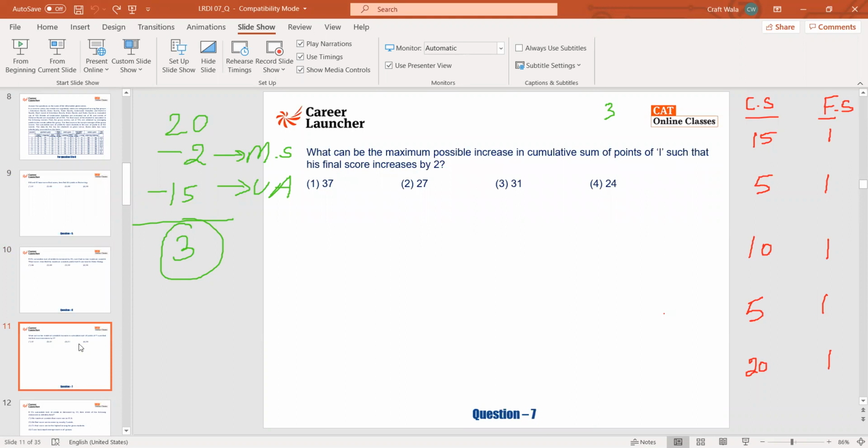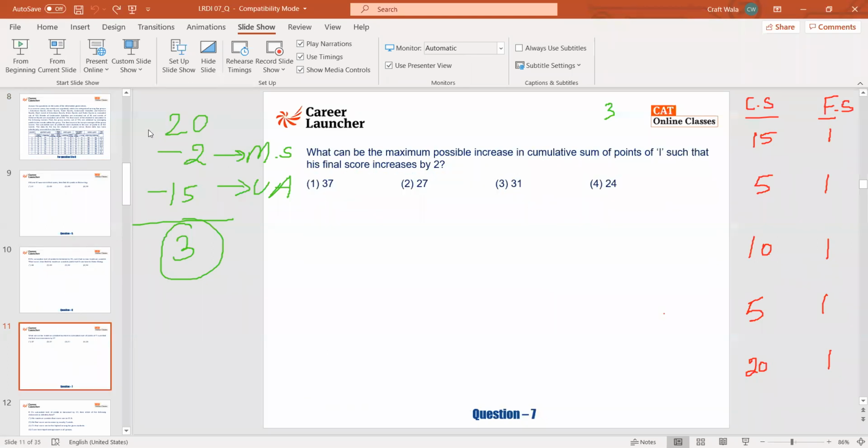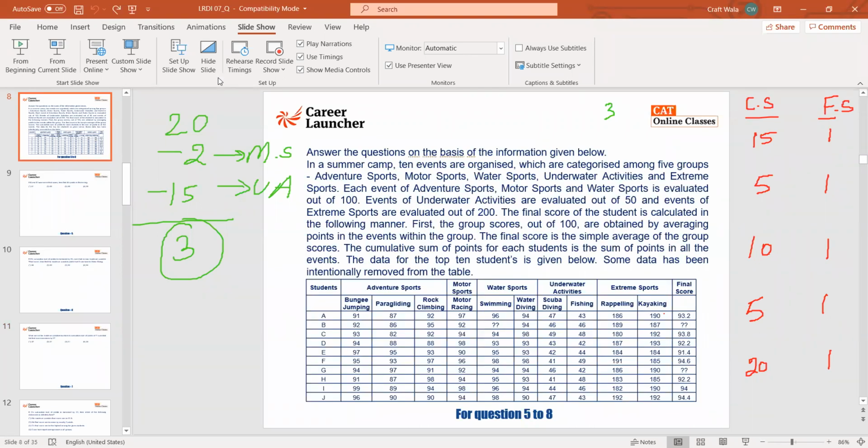Next, what can be the maximum possible increase in cumulative points of I such that his final score increases by 2. Now I want the final score should only increase by 2, but I should take more points. Points ज़्यादा हो, but final score should increase less. So points more and final score less is this. That means I should start from extreme sports, right? So I'll go with extreme sports first, and we have to do for I. So I ka extreme sports mein let's try to do now.